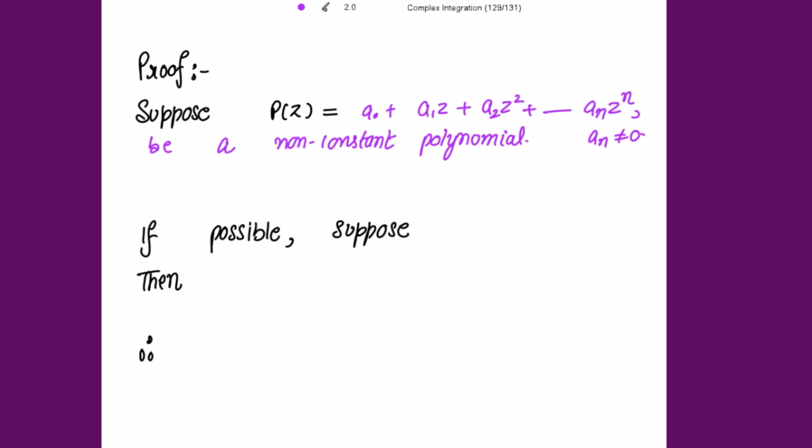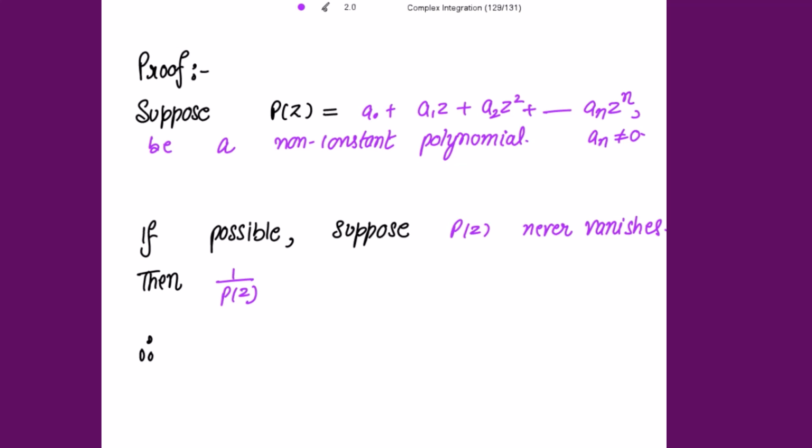So let's do this proof by contradiction, and we suppose that, if possible, P(z) never vanishes. If P(z) never vanishes, that means its reciprocal, 1 over P(z), is an entire function. What is an entire function? The function which is analytic on the whole complex plane, right?